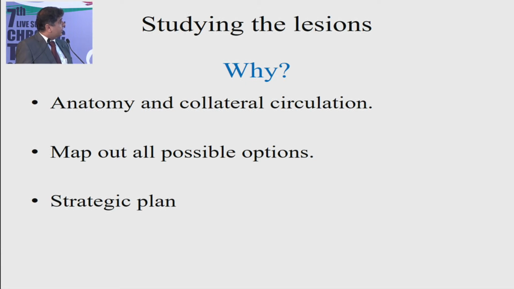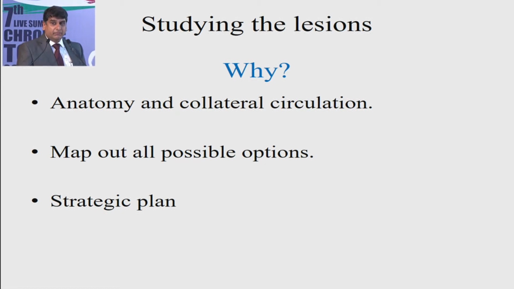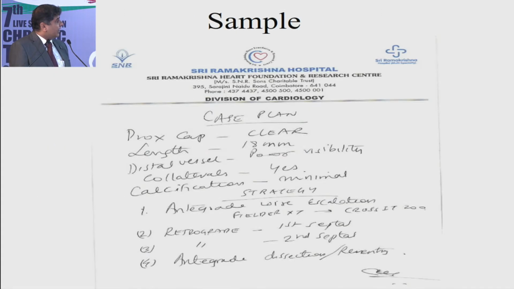So why is it so important? Because we'll have to map out all possible options, because there is very little time to think in the cath lab. If you've done enough homework before the cath, then you also have a good strategic plan. You can jot down a few points as to what your approach is going to be, what the lesion characteristics are like, what the proximal cap is like, what length we are encountering, how the visibility of the distal vessel is, what the quality of the collaterals is, and whether the calcification is big or manageable. And you can have the wire strategy, what approach you want to embark on, and whether you want to switch over to other special techniques.